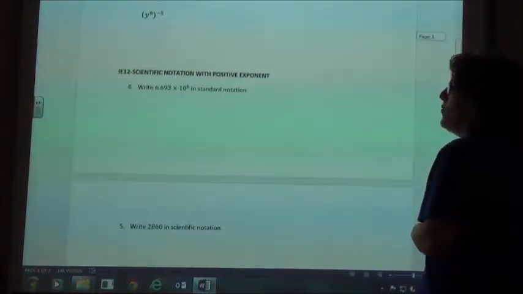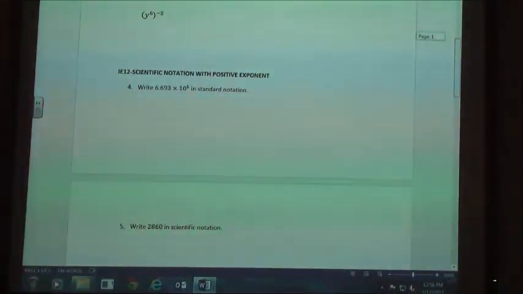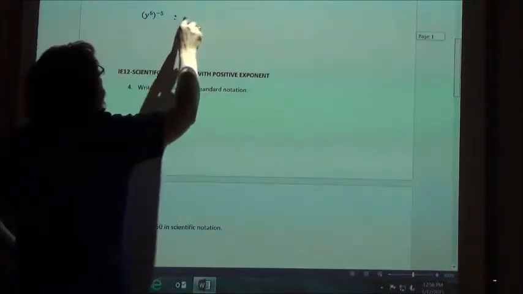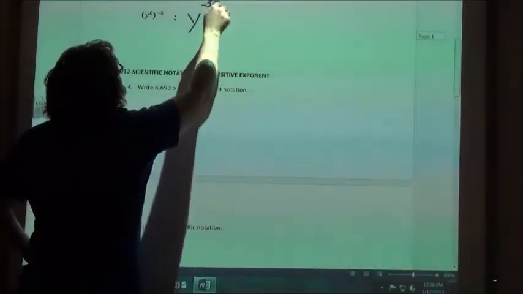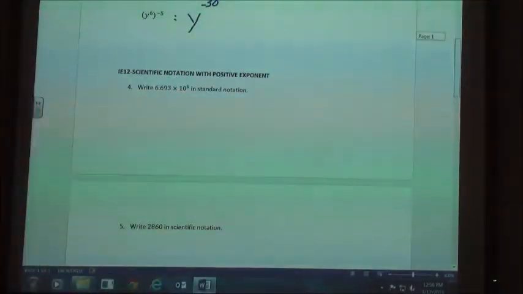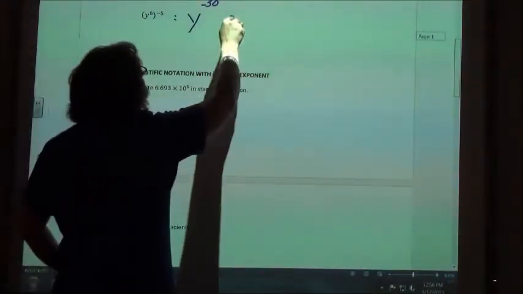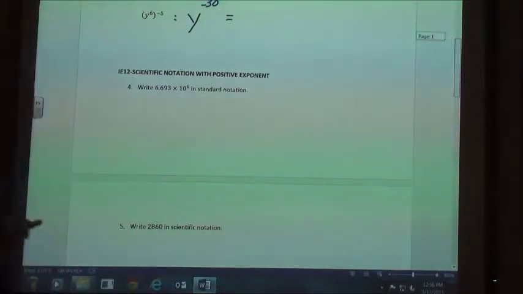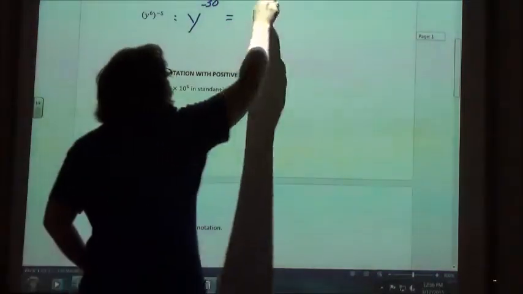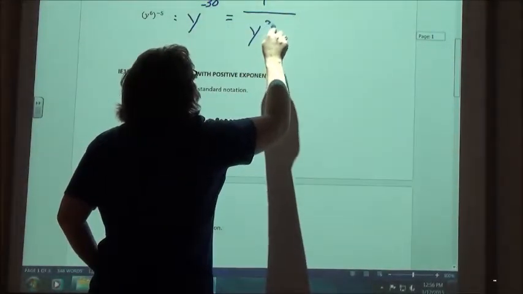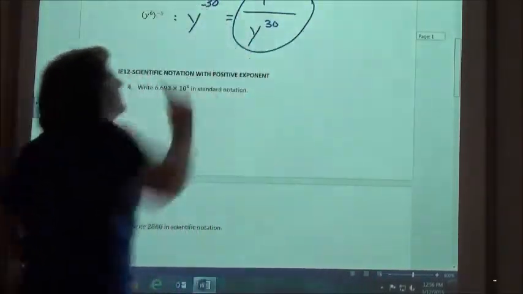So on number 3, if I'm going to simplify that one, what am I going to do? Negative 30. I'm going to have y to the negative 30, and if I get y to the negative 30, I still need to simplify that. So I'm going to write that as 1 over y to the 30. 1 over y to the 30th, exactly. There's my answer.